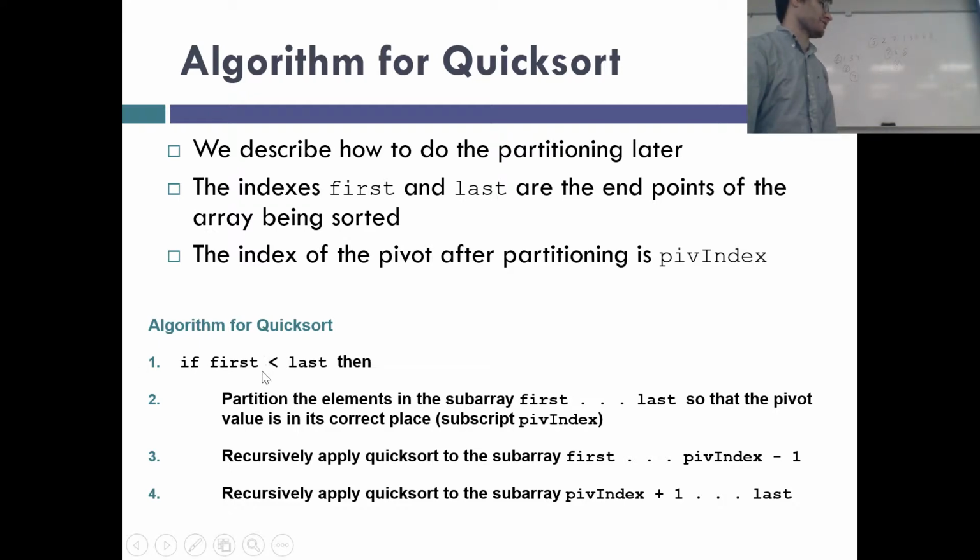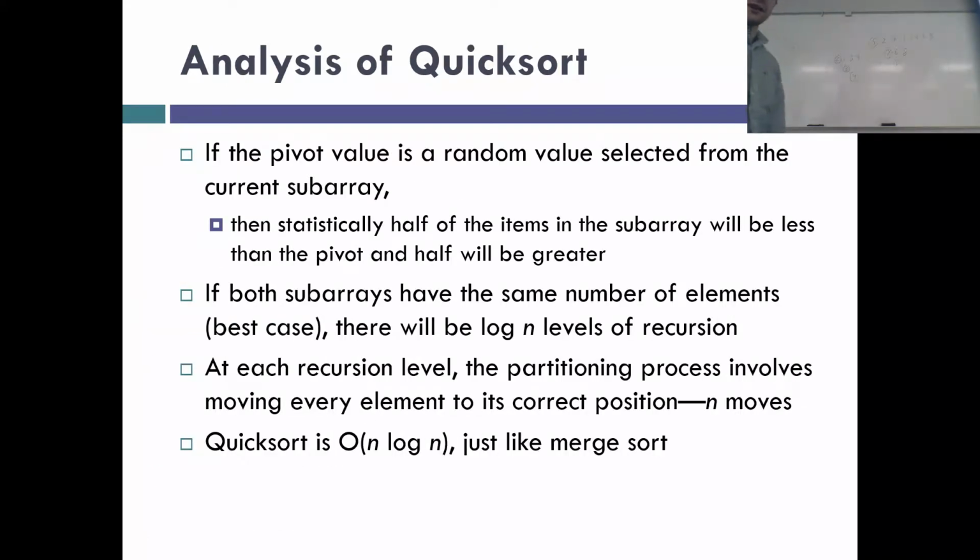So the algorithm is fairly simple. If the first index is less than the last index, in other words, they haven't crossed each other's path yet, then you're still operating on a valid subarray. So you'll want to take that subarray, first through last, and partition the elements so that the pivot ends up in the middle, with a left half that is smaller and a right half that is bigger than the pivot. And then quicksort the left half and quicksort the right half. That's it. There's your base case, by the way, just making sure that the index is valid.